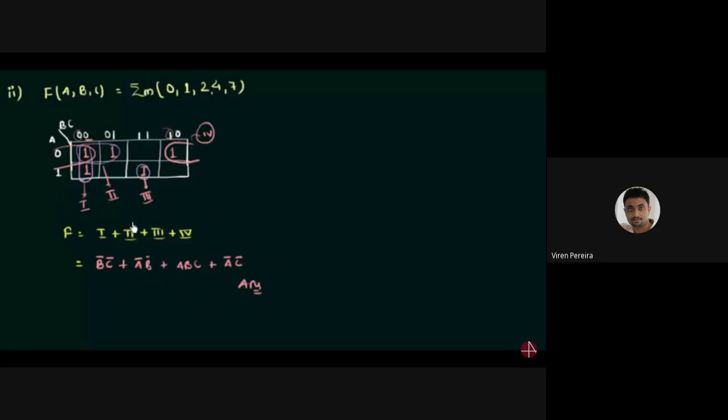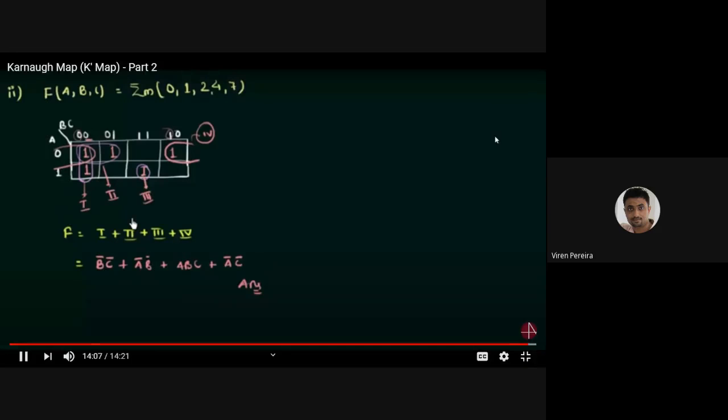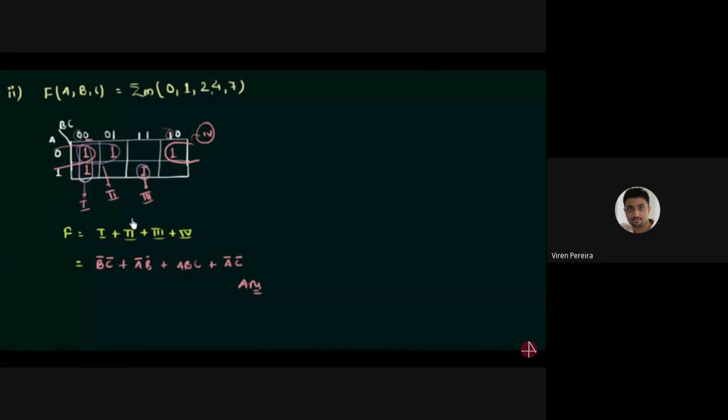So I think for this presentation, the 2 examples are sufficient. In the next presentation, we will solve some more examples and also see, if possible, the 4 variable K map. And I will tell you one thing, that is how pairing reduces the number of variables. Okay, so see you in the next presentation.